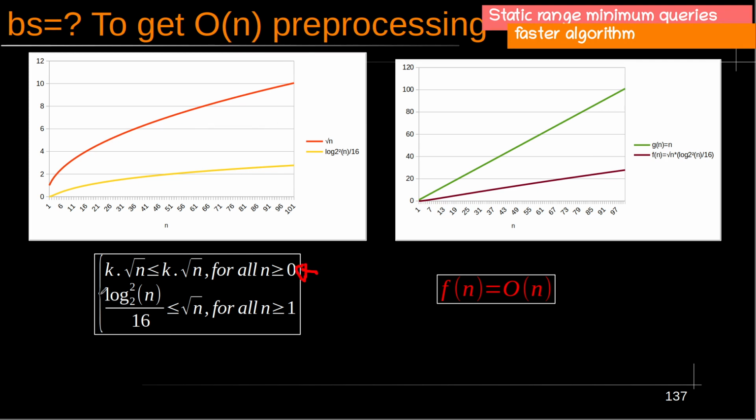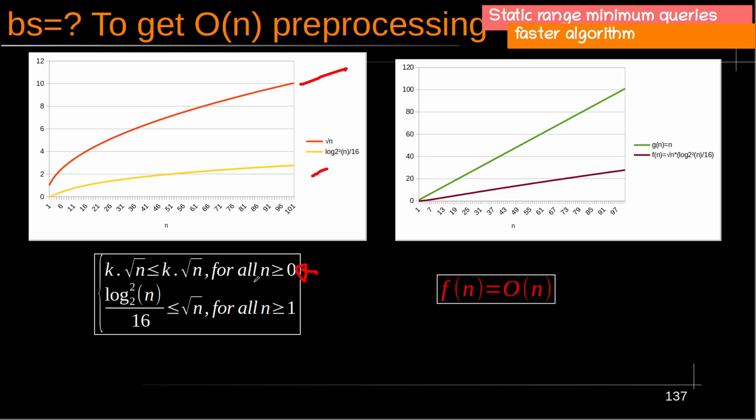Now, is log base 2 square of n over 16 always less or equal of square root of n? As we see in the graph here, the answer is yes. For every n greater or equal to 1, we have log base 2 square of n over 16 is less than square root of n, as we see in the graph here.